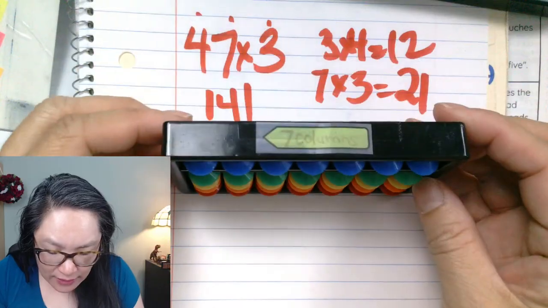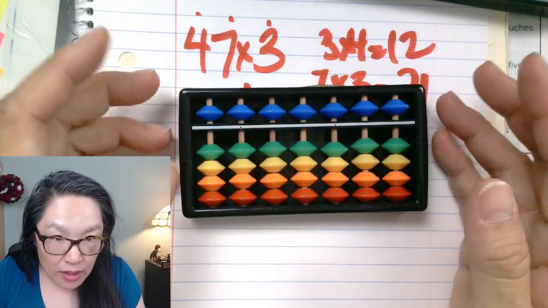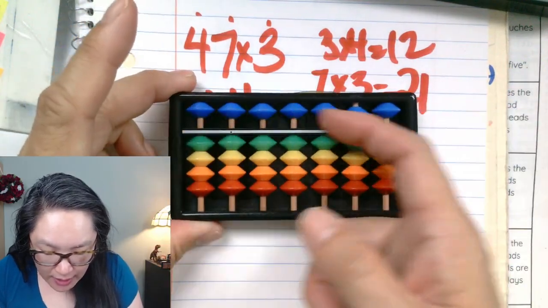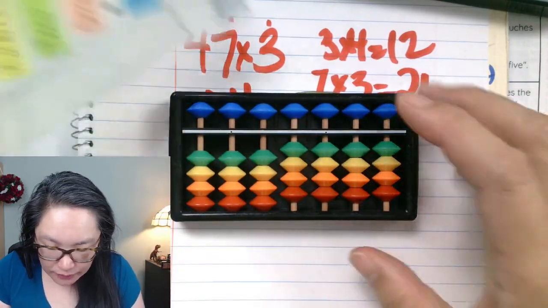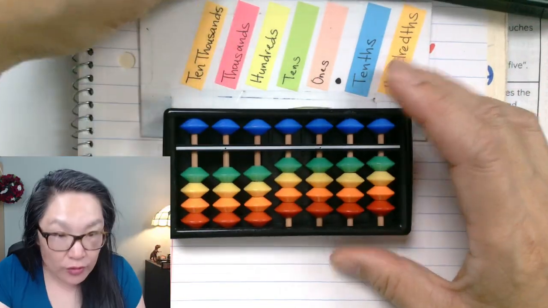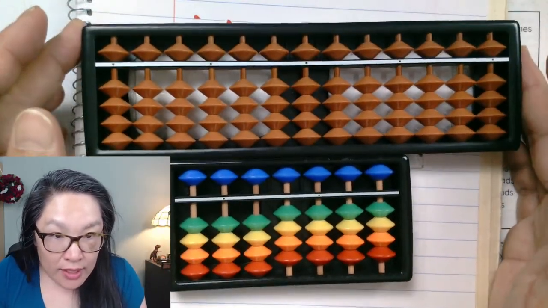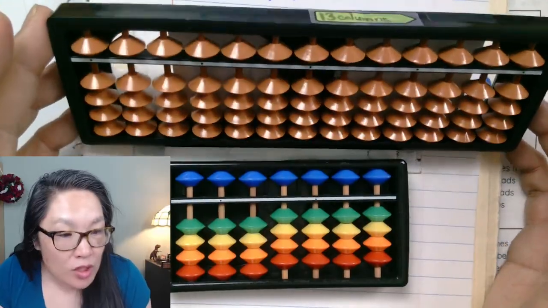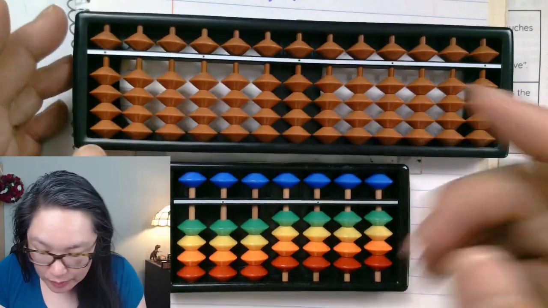So this one is a 7-column abacus, right? 7 columns. And it's colorful because I like it colorful. Why? Because I've dealt with the gray one, the monotone one. This is a 13-column one, but it works exactly the same. This is 13 columns because size matters.